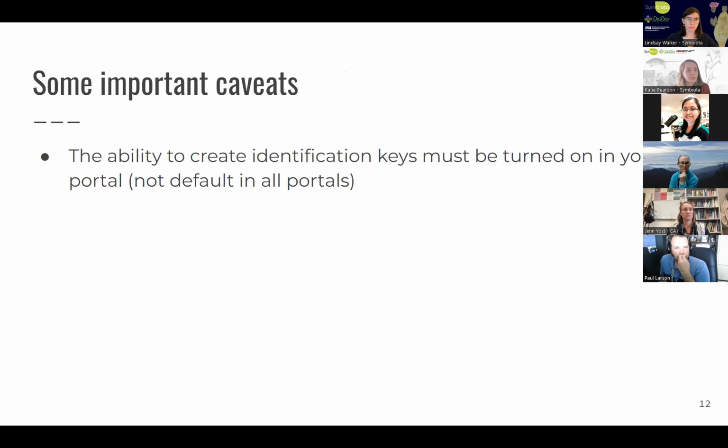Okay, so some important caveats of using identification keys in Symbiota portals is that you must have identification keys turned on in your portal in order for them to show up. So if you don't see these little key icons in your portal, that probably just means that that functionality is not turned on. So that's something you would want to contact your portal administrator about if you wanted to start using keys.